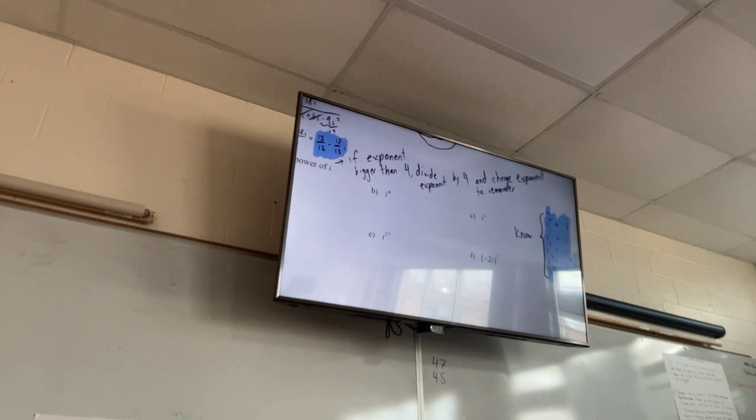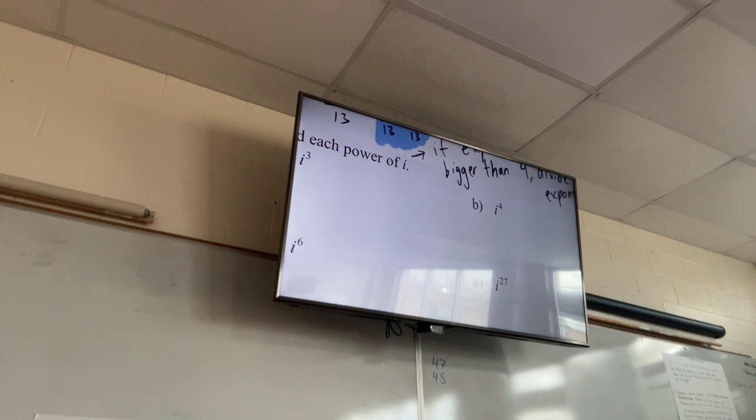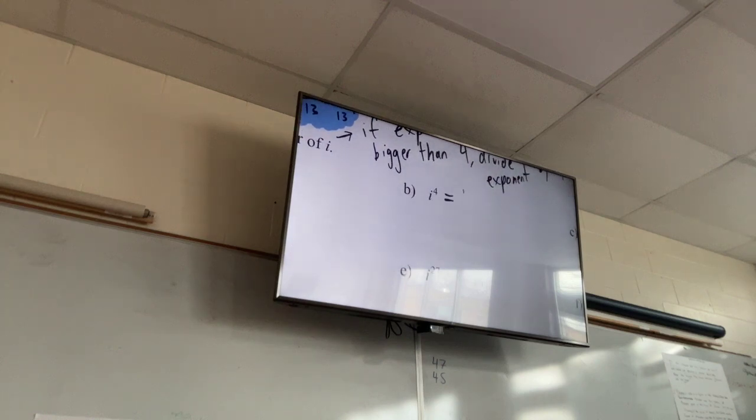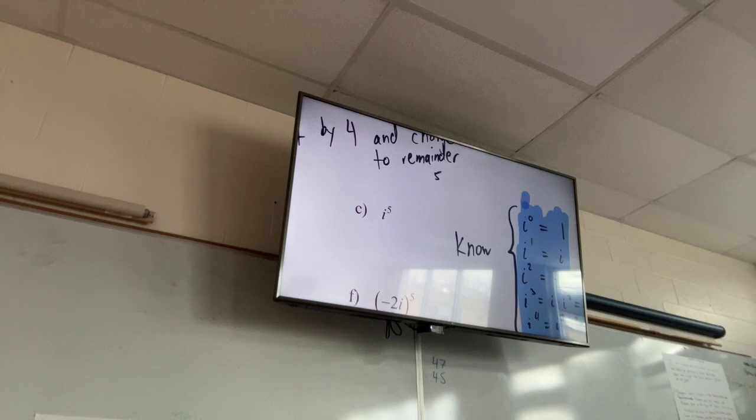Can I move on? Okay. So i cubed, we copy that from our list, right? What was that? -i. i to the 4th was just what? 1. i to the 5th, we have to do what? 5 divided by 4, that's what? 1 remainder 1. So i to the 5th is equal to i to the 1. Okay?